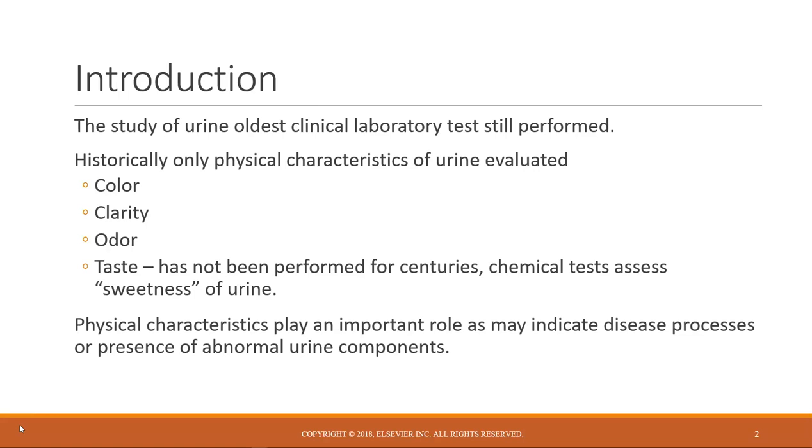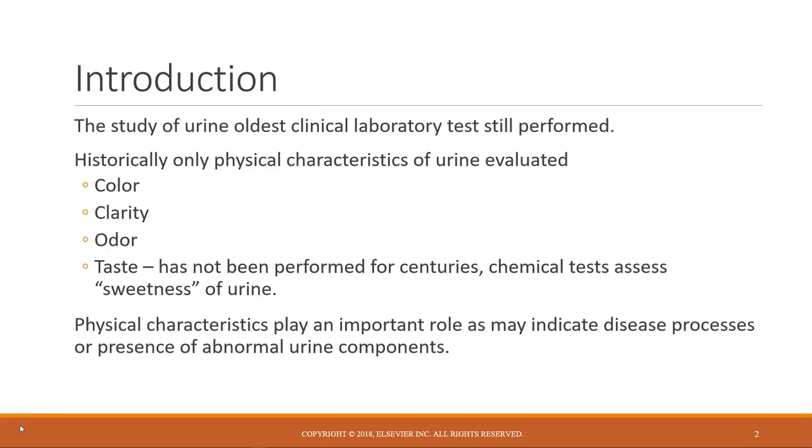This has not been performed for centuries because we do have chemical tests now to assess the sweetness of the urine. And another interesting fact is they used to pour urine of suspected diabetic patients near an ant pile, and a positive test was when the ants went to the urine and carried off the glucose.